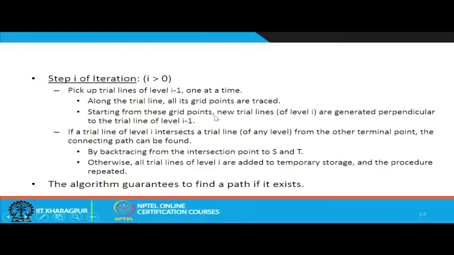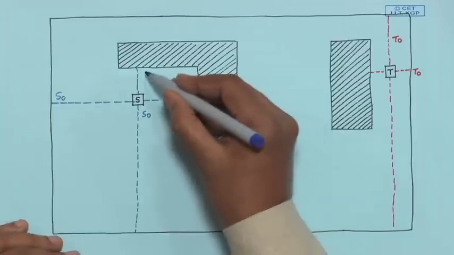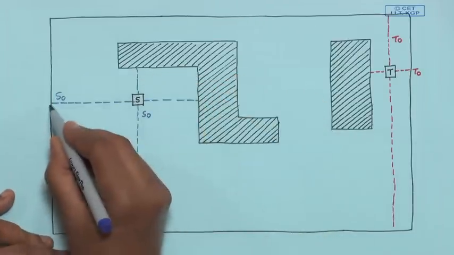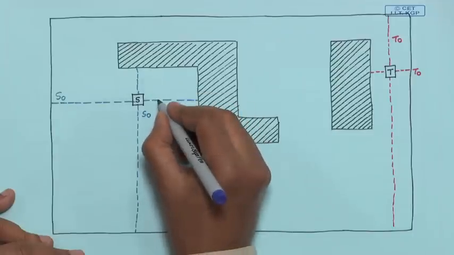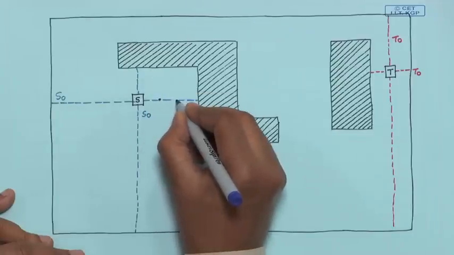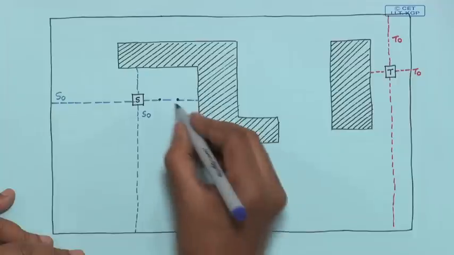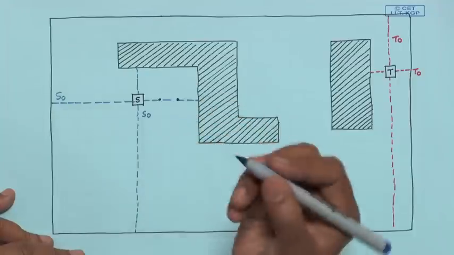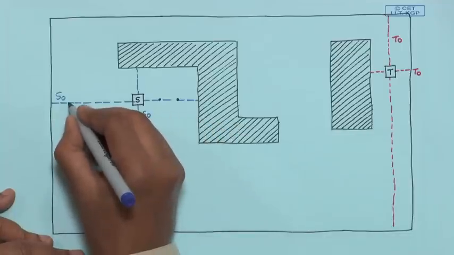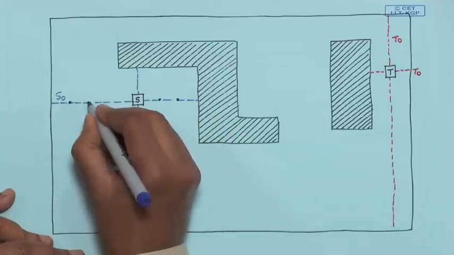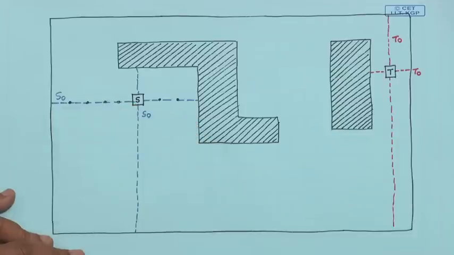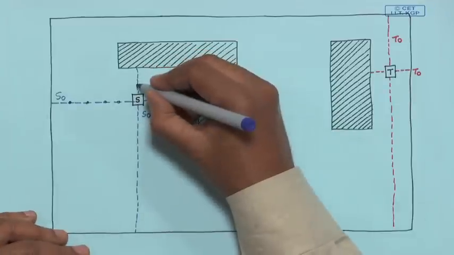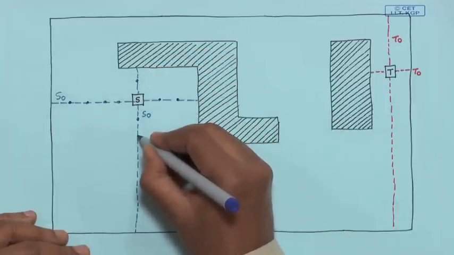Let's see. So let's look at one of them, this horizontal one. Let's say along the line I have one grid point here, and one grid point here. The grid points are imaginary; they are not actually stored anywhere. You know what the minimum separation is, so you just imagine these grid points. Let's say here there are four. Similarly, in this direction for this line, there may be one grid point here, and some grid points here.